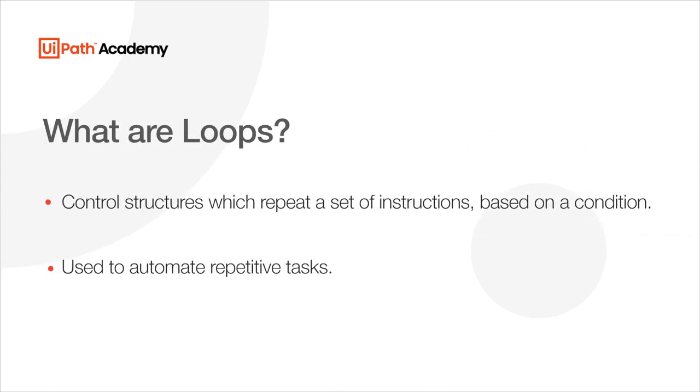Loops are control structures which repeat a set of instructions based on a condition. In practice, loops are used to automate repetitive tasks. For example, checking a list of emails for attachments, extracting information from a list of invoices, transferring a set of customer profiles from Excel to a CRM application, and so on.